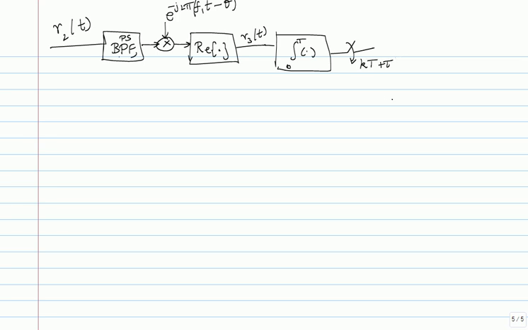Once again there's a kT plus tau because there will be some delay because of all these things. You will never know where it is. So that's your filter. Like I said, R2 of T is roughly the same as X2 of T. There will be some noise.